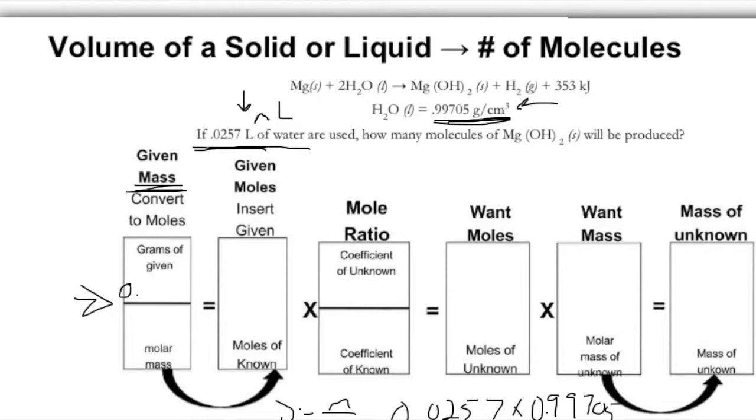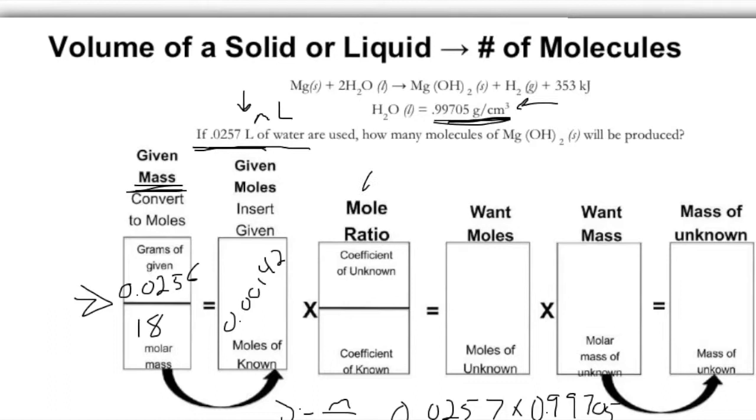Now up here, 0.0256, and that's water. So the molar mass there is 18. So 0.0256 divided by 18 gives me 0.00142.